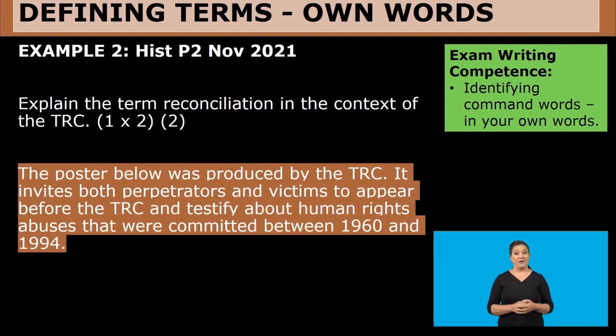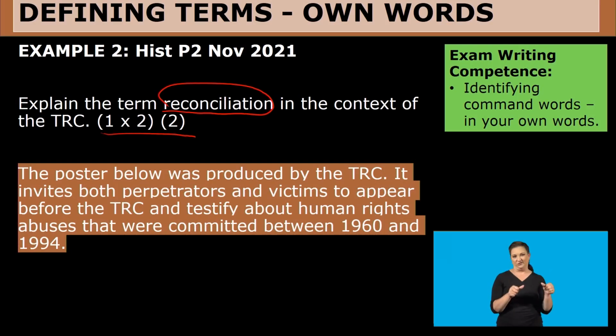Another example says, explain the term reconciliation in the context of the TRC. And you can see the mark allocation there is 2 marks. That means you're just explaining the term. You're not supposed to give examples. Now, let's read this one. It's based on the poster.